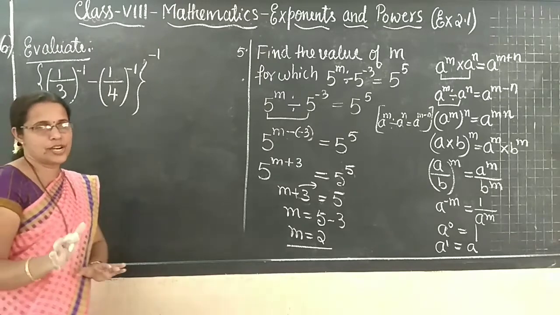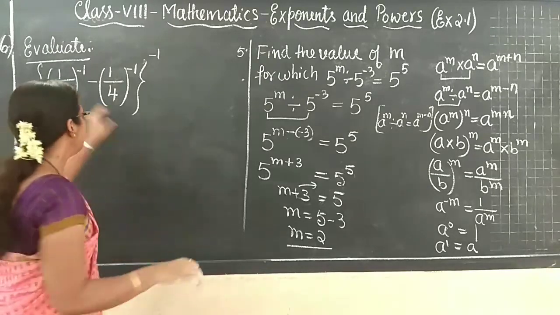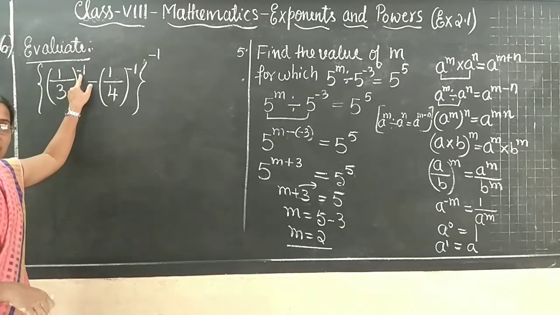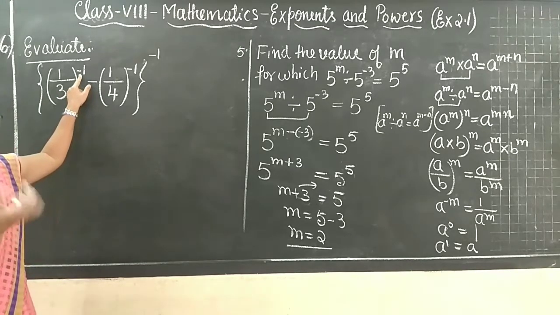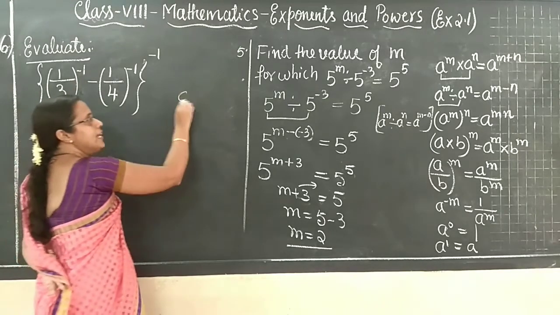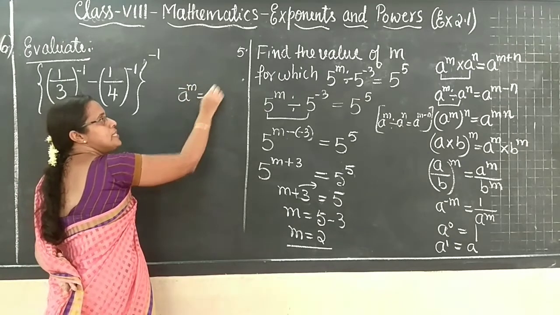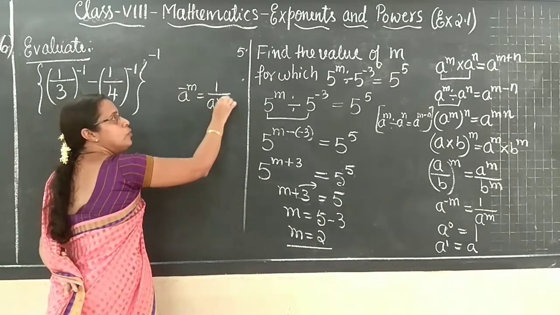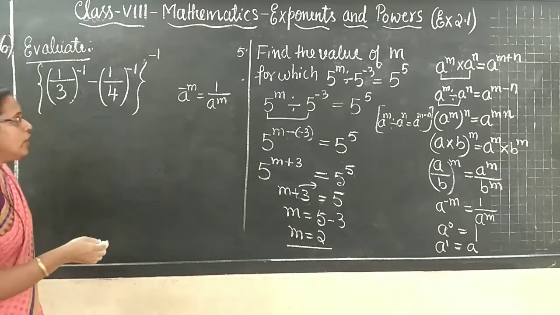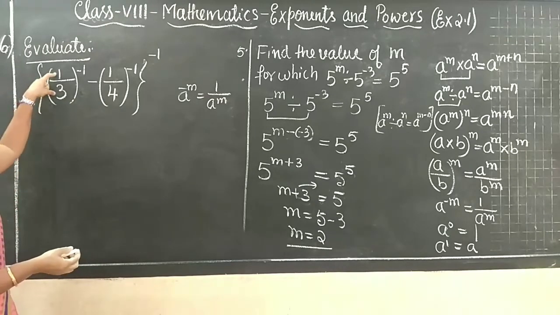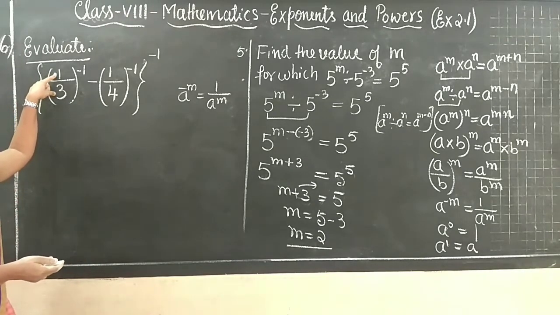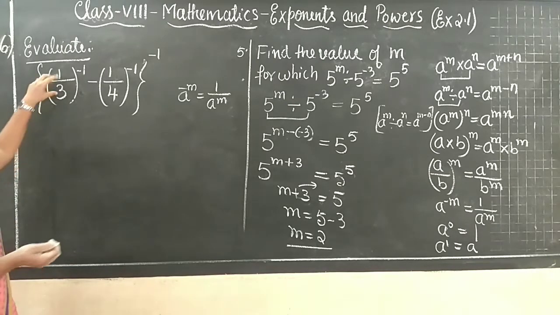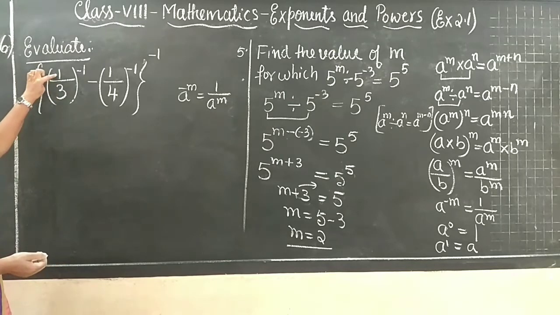Don't get tension, children. You know already, when the power is negative, how to make it positive? I already said, what is that? a to the power minus m is equal to 1 by a to the power m. Okay, so now here, see, it is in the form of a fraction. So with a fraction, negative power goes very easily. How can I do it, children? Just take the reciprocal.